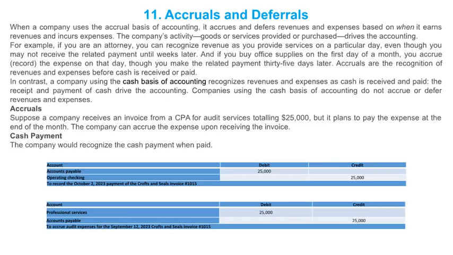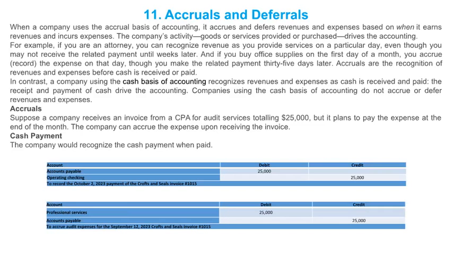In contrast, a company using the cash basis of accounting recognizes revenues and expenses as cash is received and paid. The receipt and payment of cash drive the accounting. Companies using the cash basis of accounting do not accrue or defer revenues and expenses.